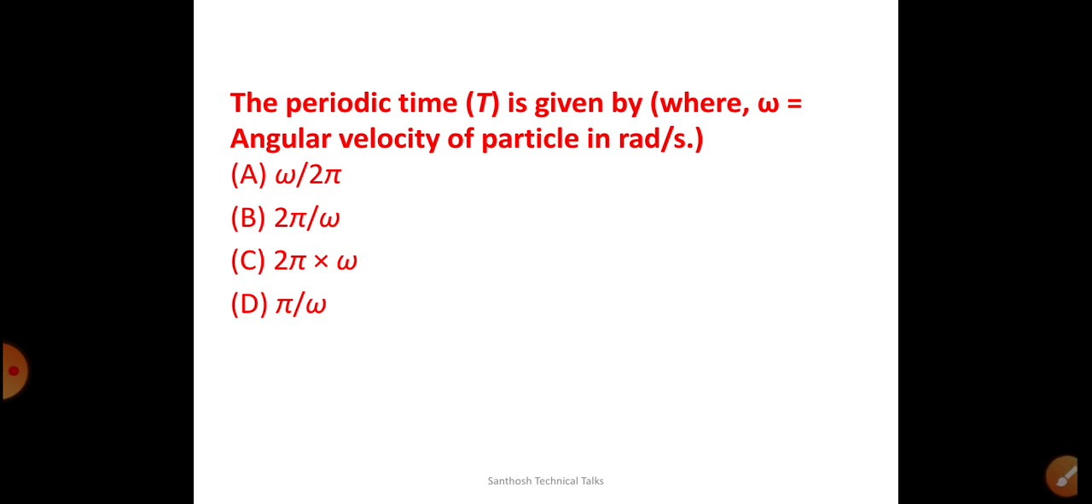Very superb question. The periodic time t is given by, where omega is the angular velocity of a particle in radian per second. So periodic time is 2 pi by omega.